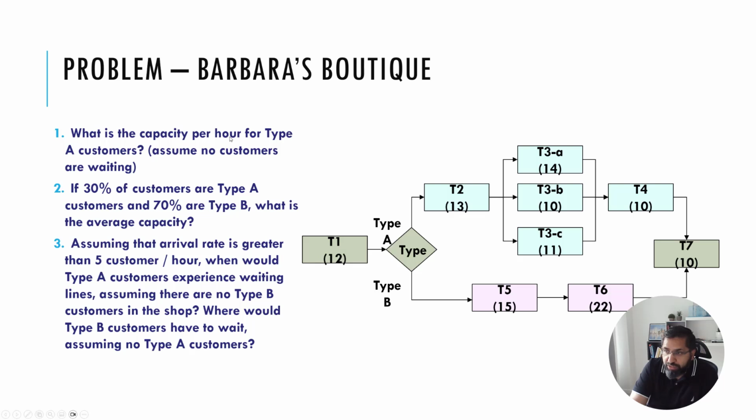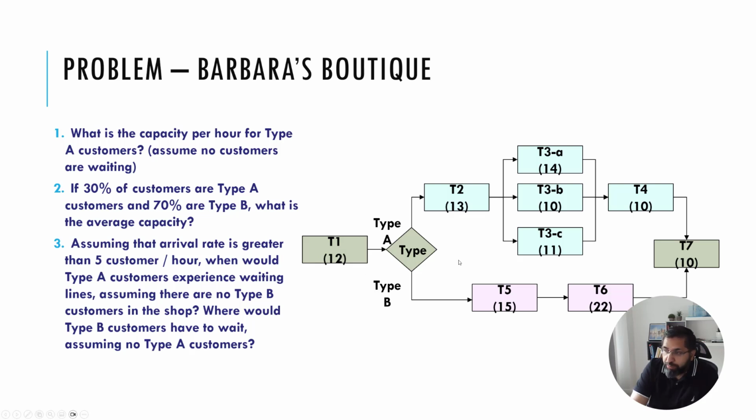What is the capacity per hour for type A customers? Assume no customers are waiting. So when we want to calculate the capacity for type A customers, we're going to assume only type A customers are coming in the system. So step T1, the full capacity is available to type A customers. Step T7, which is shared between both types of customers, the full capacity is available to type A customers. And then we can also calculate the capacity for type B customers.